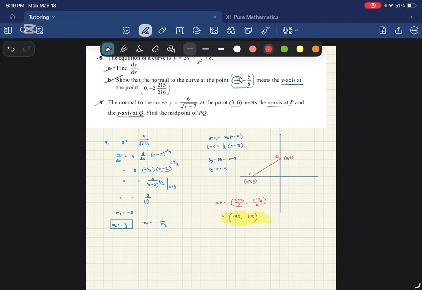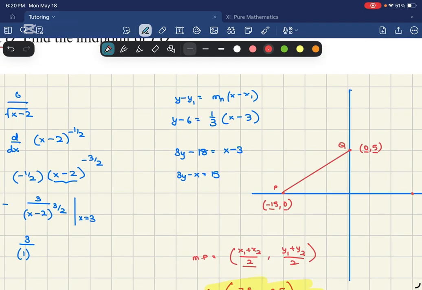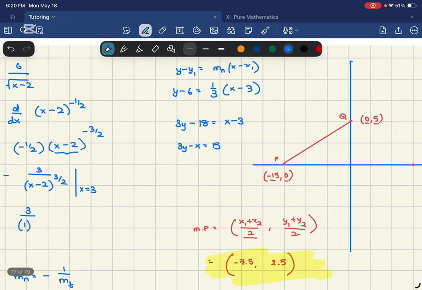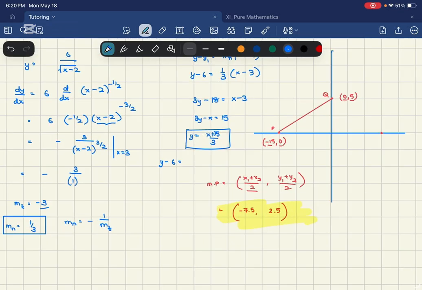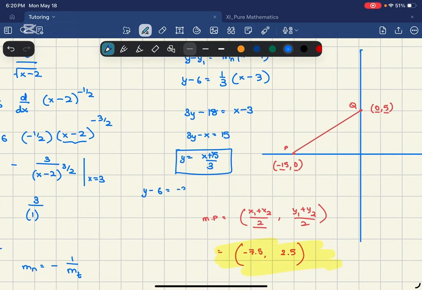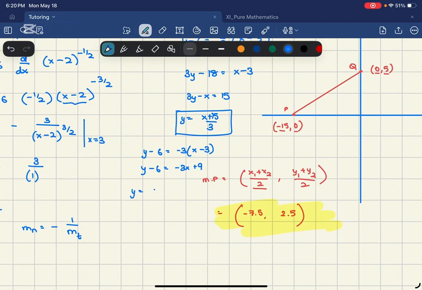So the equation of the normal line is going to be y is equal to x plus 15 divided by 3. And the equation of the tangent line, if you use this, is going to be... So this is the equation of the normal line. If I want to find the equation of the tangent line, then I would substitute negative 3, right? Negative 3 times x minus 3. So that gives me y minus 6 equals minus 3x plus 9. So y is equal to negative 3x plus 15.